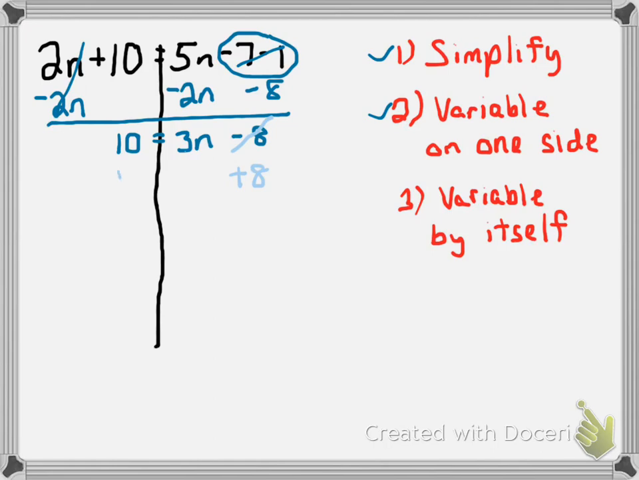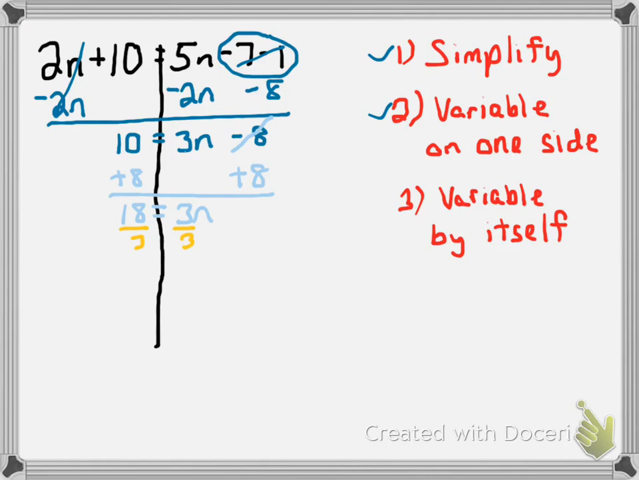Whatever I do to one side, I do to the other. So that's going to give me 18 on this side and 3n on the other side. I have one more thing to do to accomplish step 3, get the variable by itself. To get rid of times 3, I'm going to do the inverse operation, which is divide by 3.